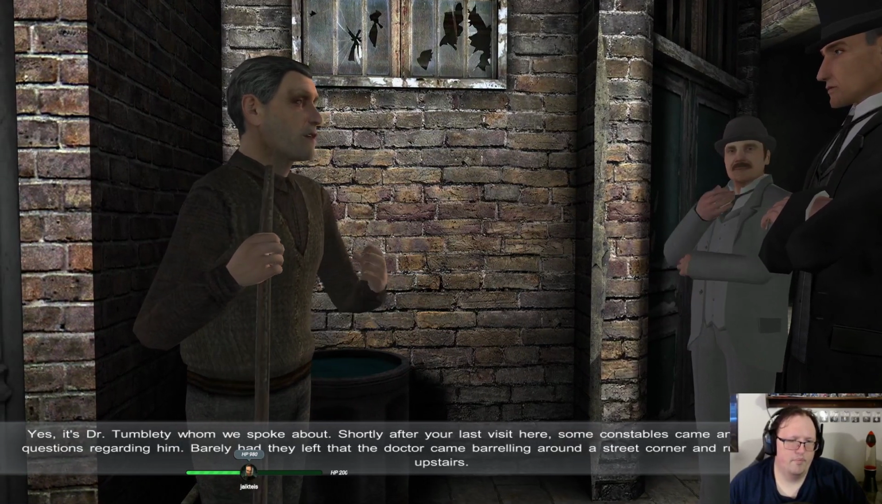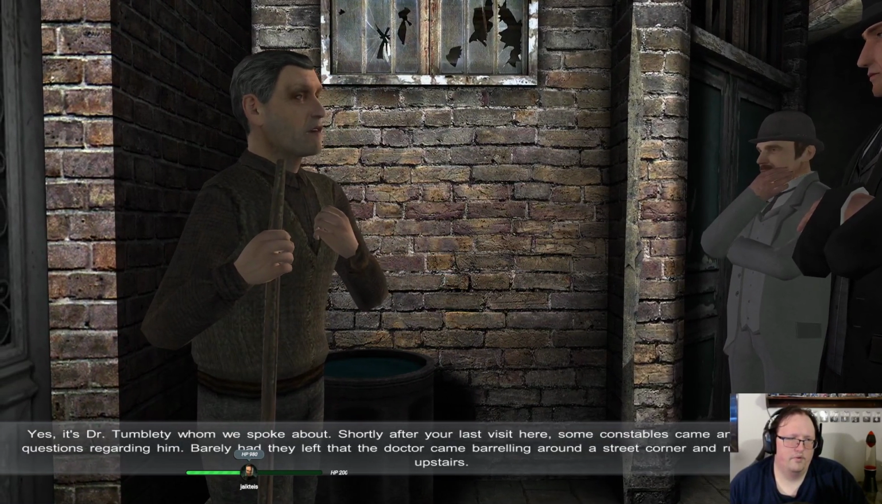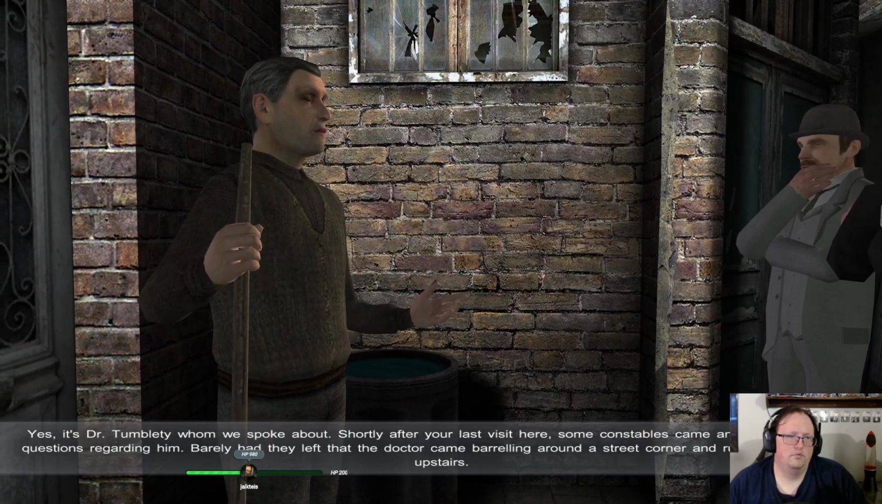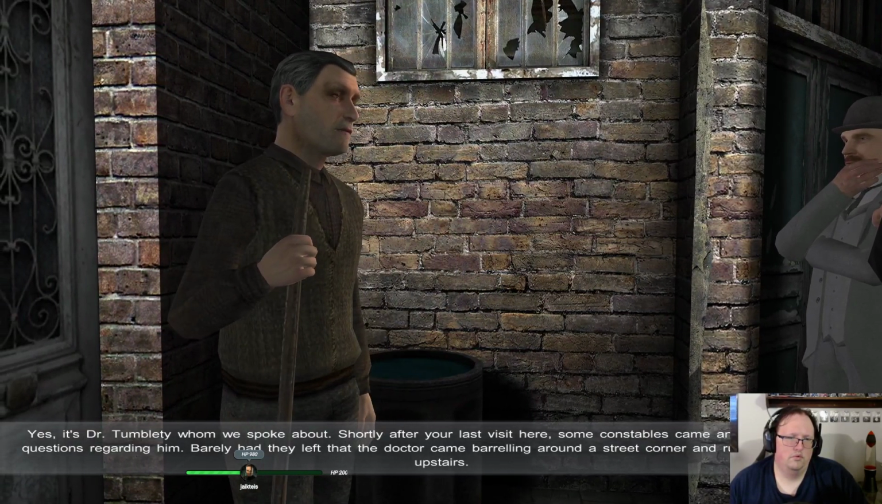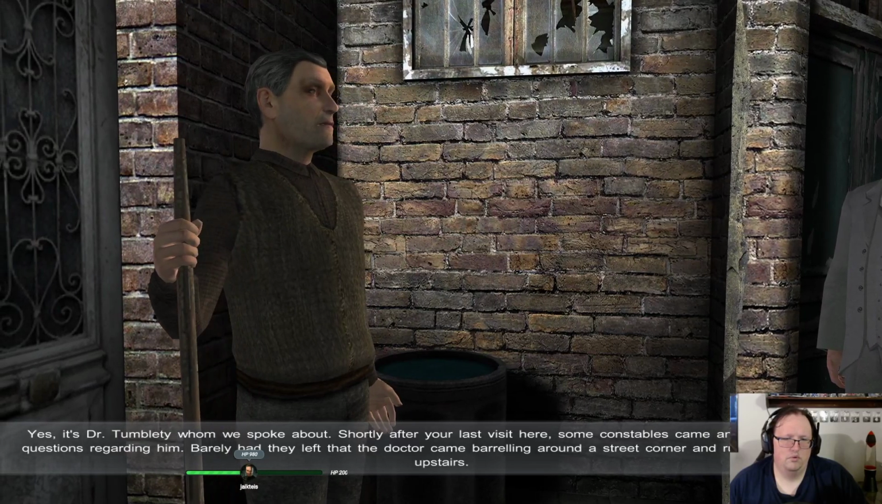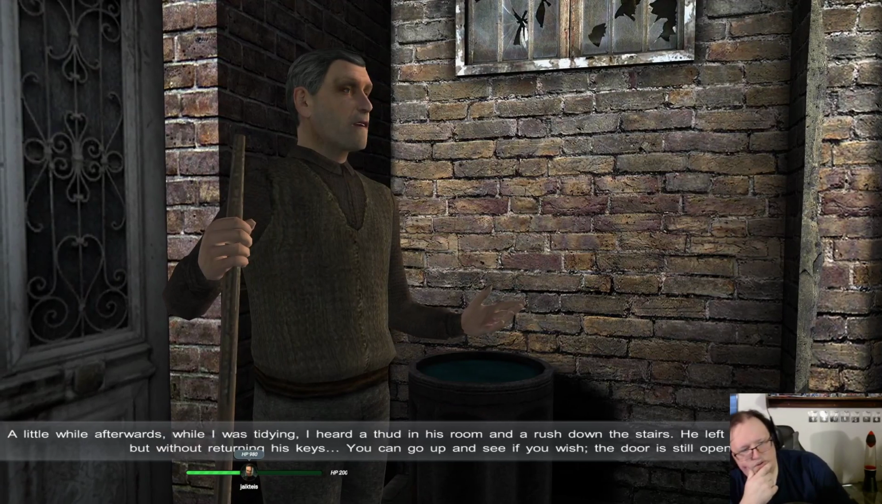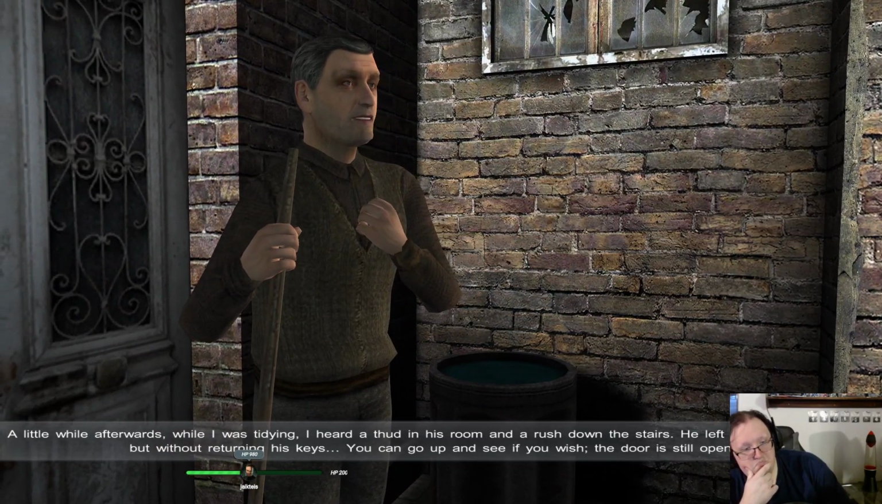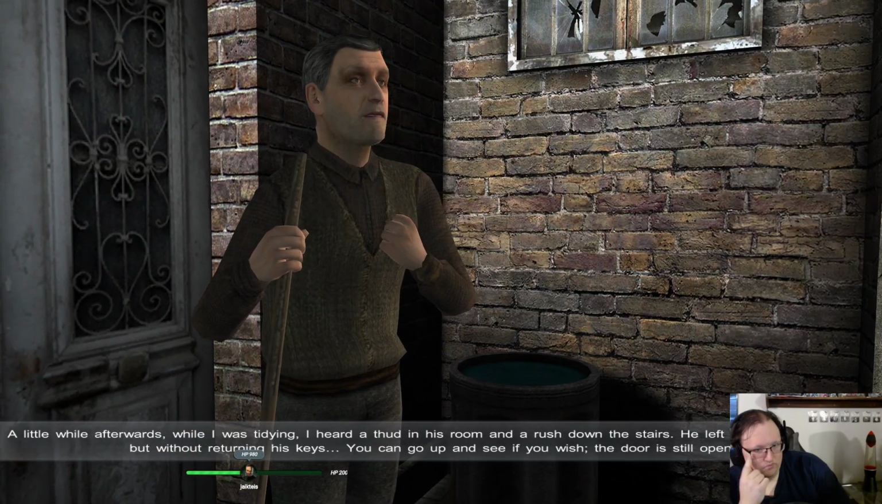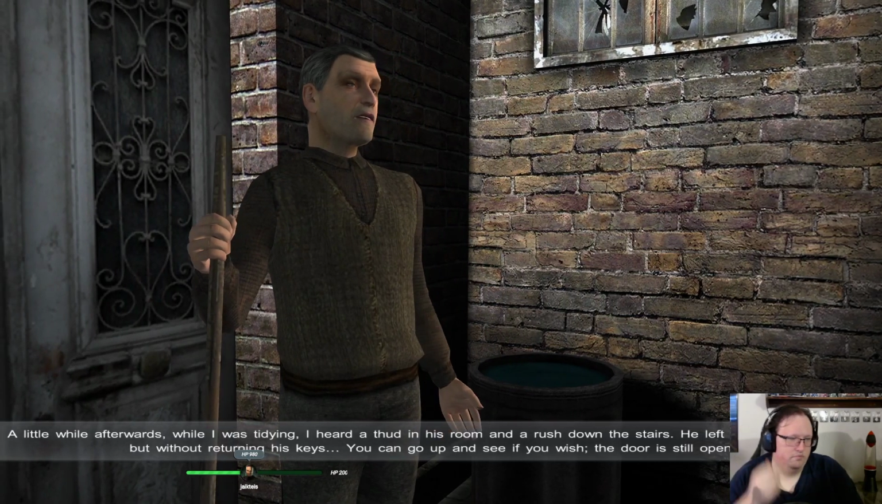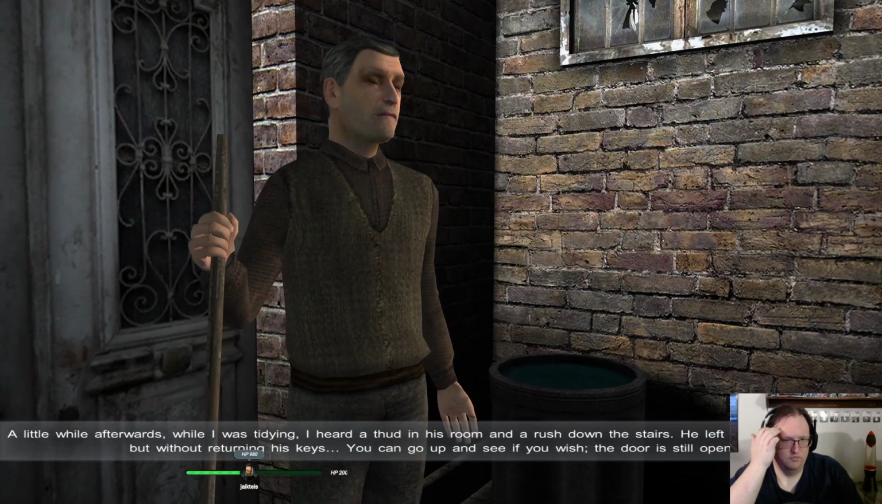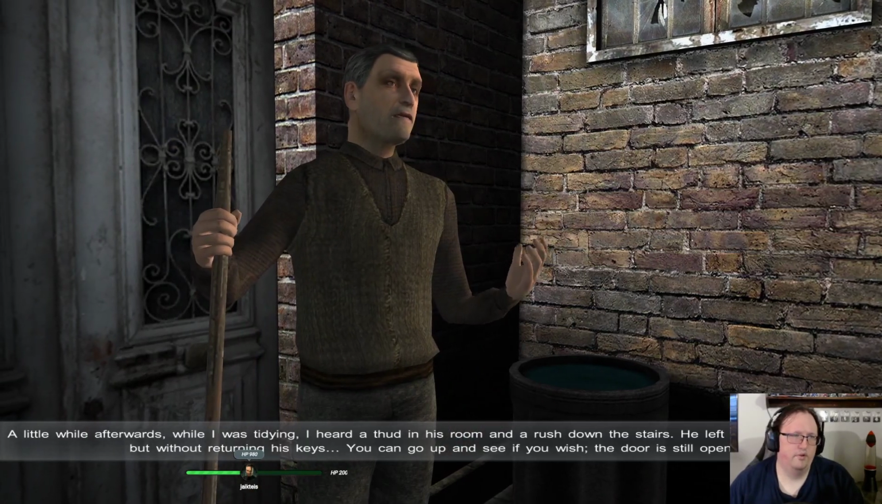Shortly after your last visit here, some constables came and asked me a few questions regarding him. Barely had they left than the doctor came barreling around a street corner and rushed up into his room upstairs. A little while afterwards, while I was tidying, I heard a thud in his room and a rush down the stairs. He left with most of his bags, but without returning his keys. You can go up and see if you wish. The door is still open.